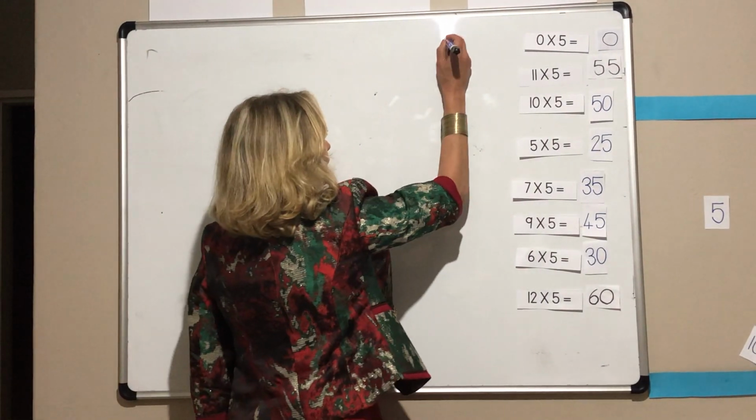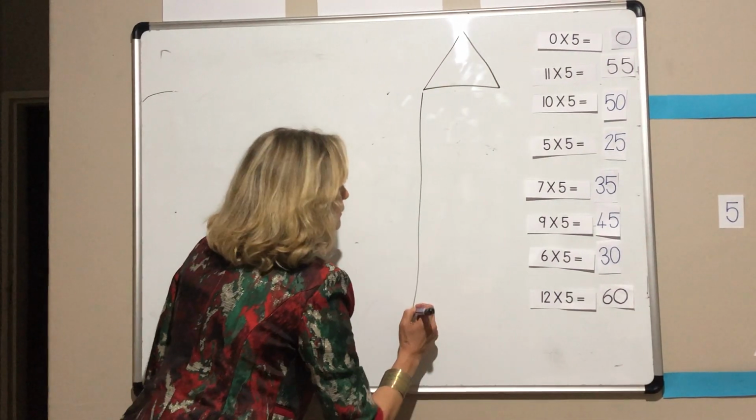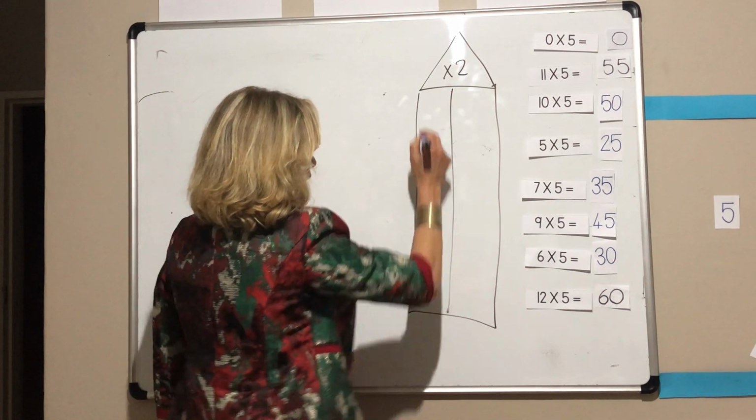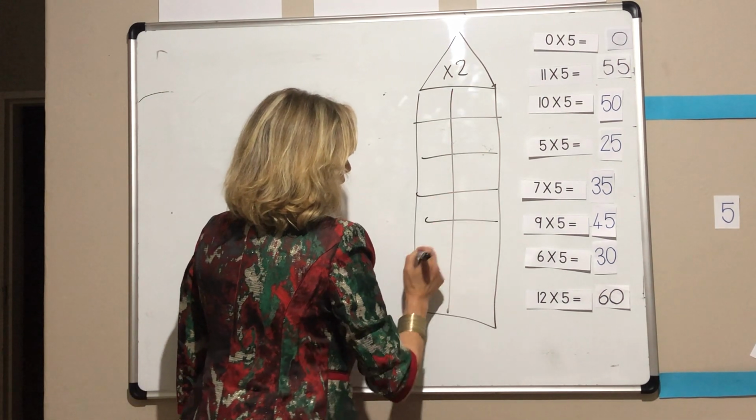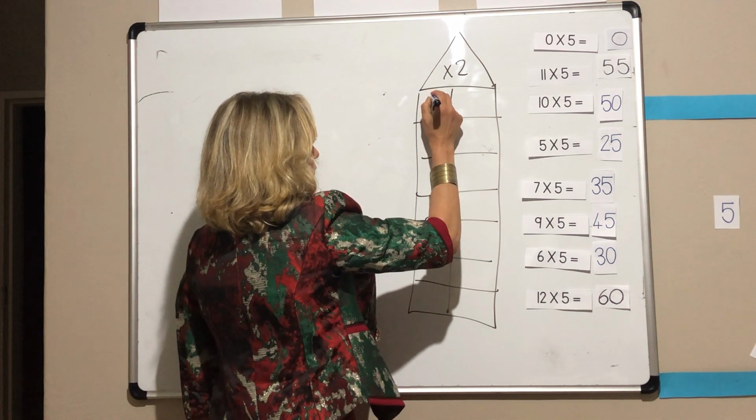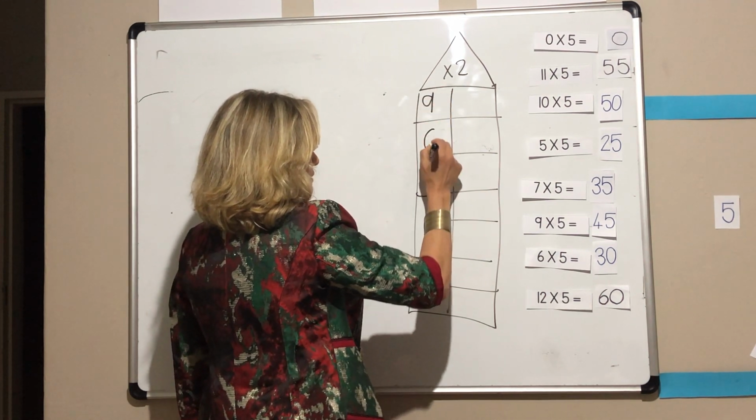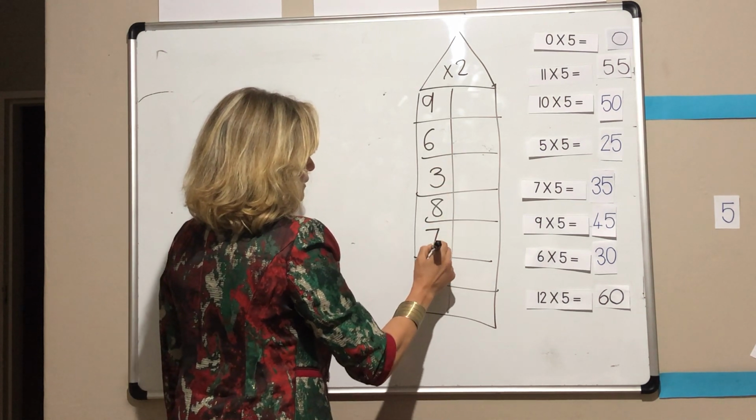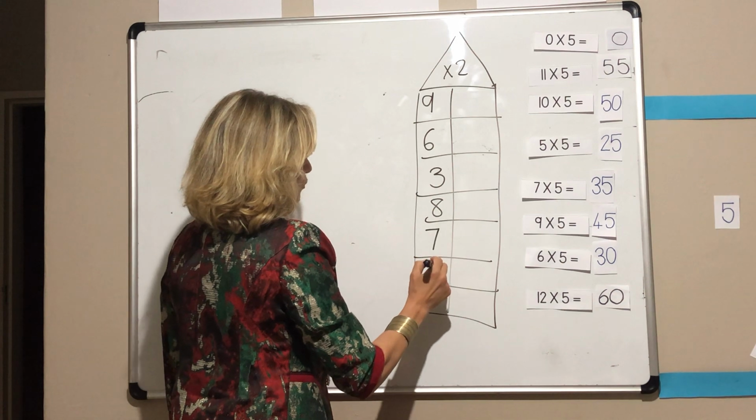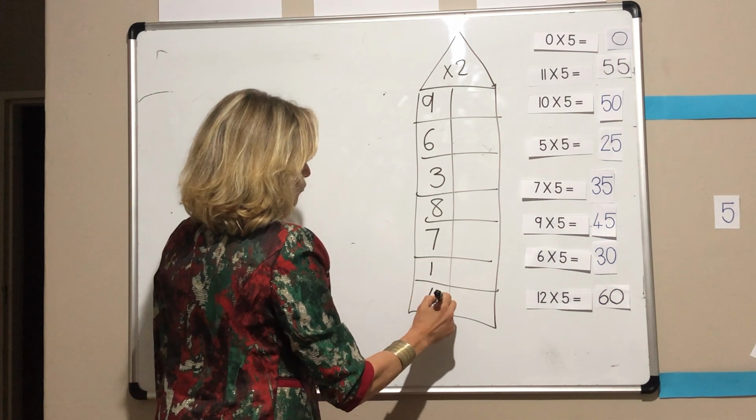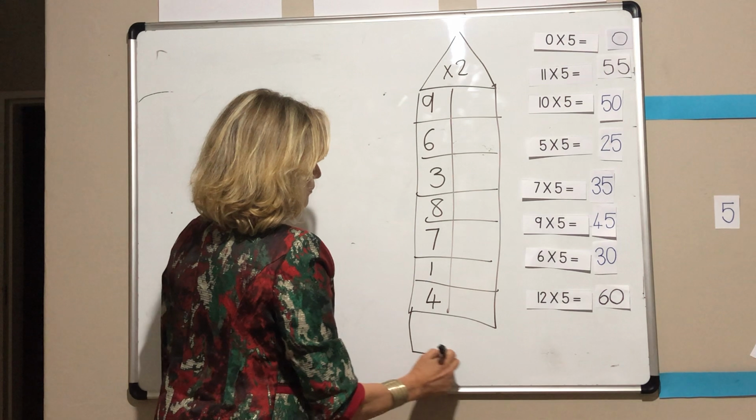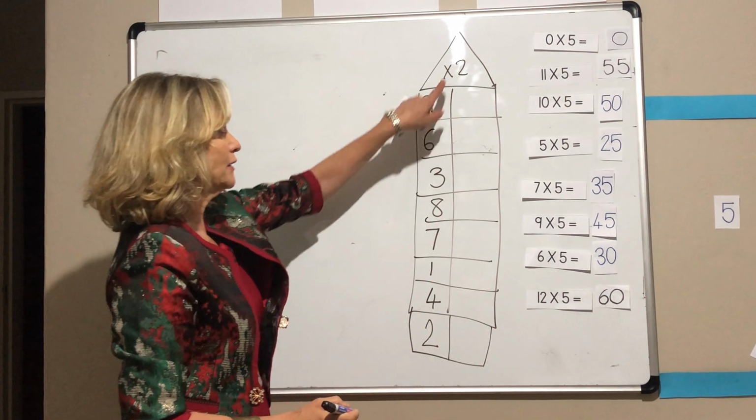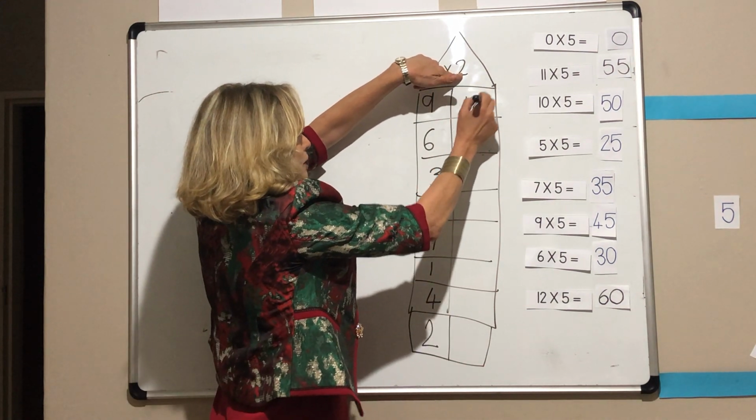And let's quickly draw our house and see how well you remember the 2 times table. This is how you can practice at home as well. 9, 6, 3, 8, 7, not too obvious, 1, 4, and I don't see a 2. Okay, let's see. 9 times 2 is 18.